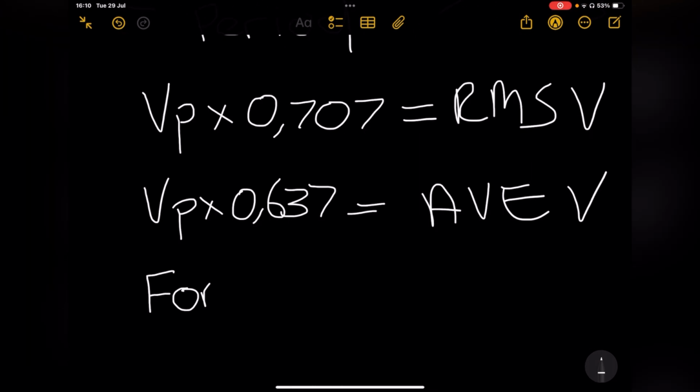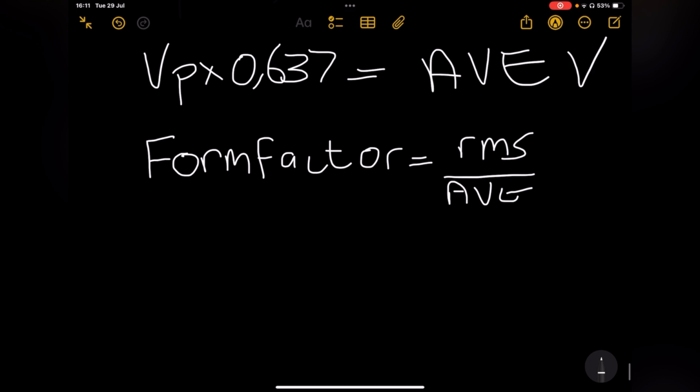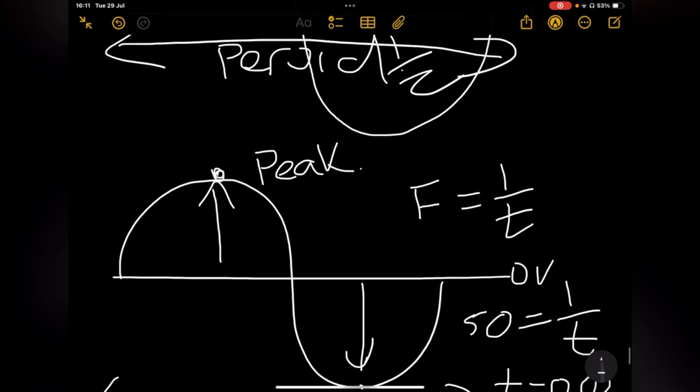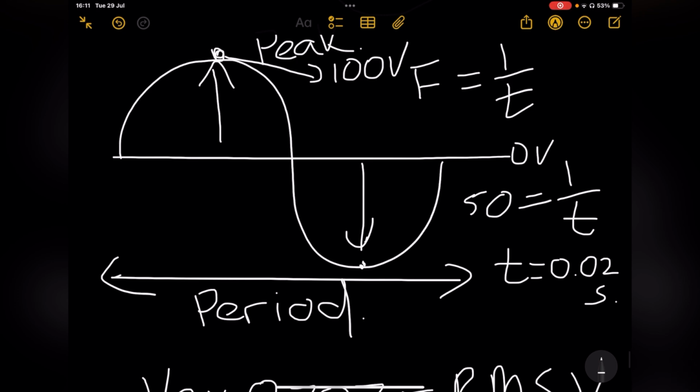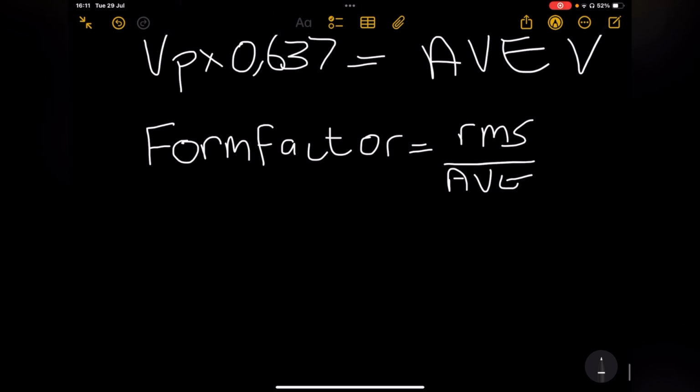Form factor of a sinusoidal waveform is equal to RMS value over AV. RMS value over average value. All right, so let's start. Let's say our peak was 100 volts, right? Let's say our peak over here was 100 volts, meaning obviously this bottom peak would be minus 100 volts. You get the memo. So let's go over and say our peak was 100 volts.